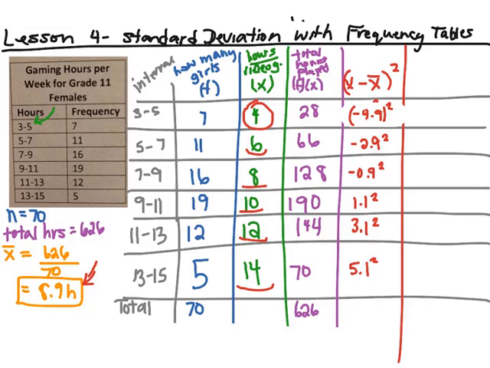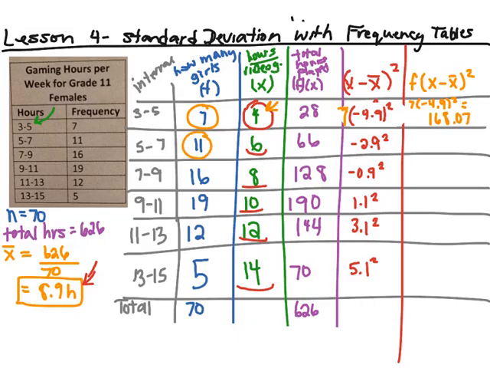Now we know that there's not just one girl who plays video games for 4 hours, there's actually 7. So we have to multiply the data 7 times so that we represent all of those girls. We're going to multiply everything. So it's 7 times negative 4.9 squared, and you should get 168.07.